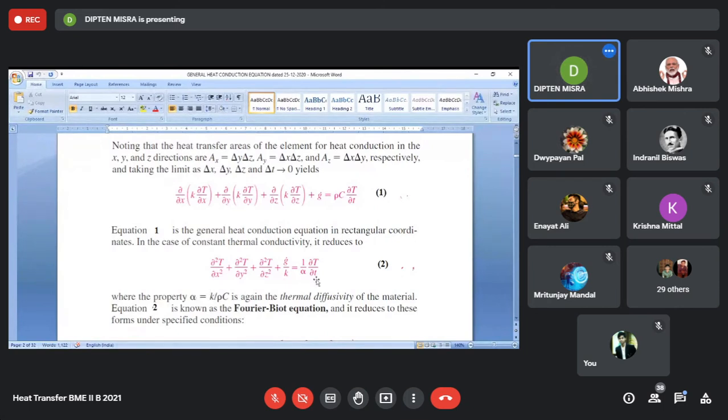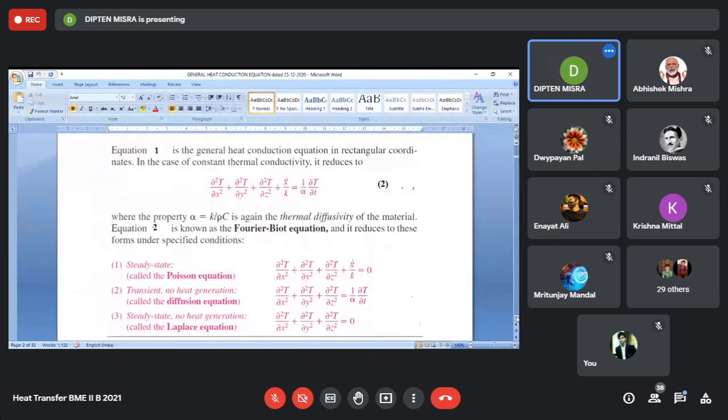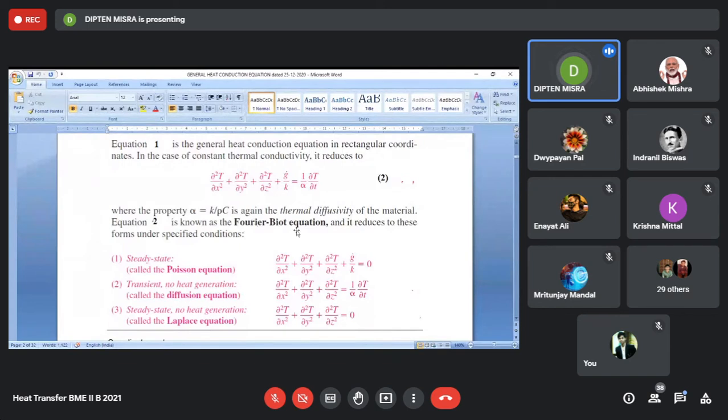Now, up to this, and if we further simplify, this equation has a name, it is called Fourier-Biot equation. Similarly, this is called Poisson's equation. We are aware of this. When will this be valid? Let us discuss when we can apply this equation. Can somebody tell, in which situation, can you specify the whole situation, where this equation will become applicable?